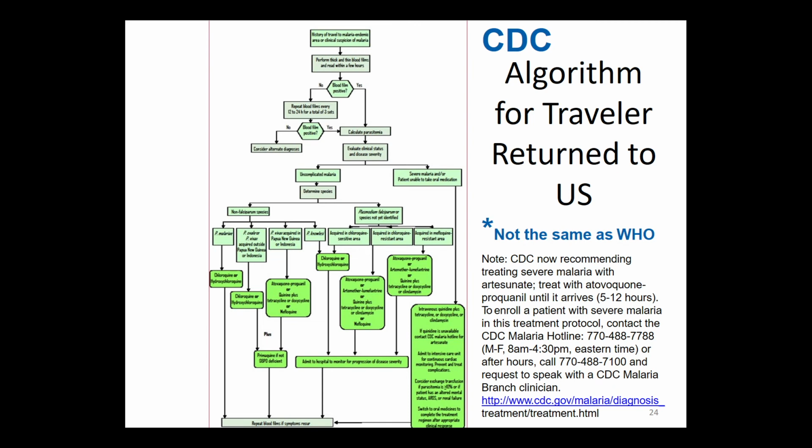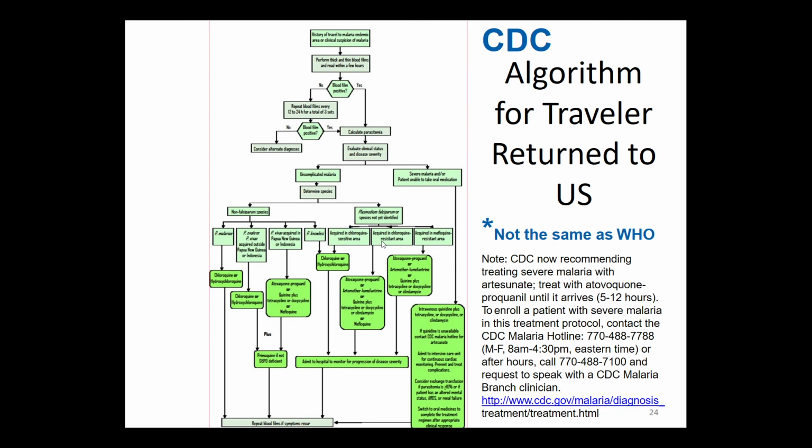Then, if it's Plasmodium vivax acquired in Papua New Guinea or Indonesia, you use atovaquone-proguanil or quinine plus tetracycline or doxycycline or mefloquine to treat the erythrocytic form, plus primaquine to treat the exoerythrocytic form. If it's Plasmodium knowlesi, you use chloroquine or hydroxychloroquine, plus admit to the hospital to monitor for progression of disease severity, because again, we talk about Plasmodium knowlesi, it may give severe forms too.